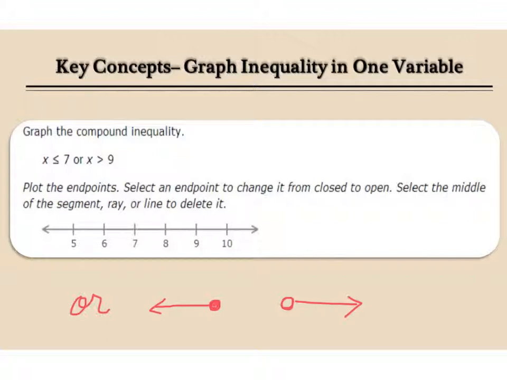X is less than or equal to 7. And X is greater than 9. So our X, this part of it, is underlined. So I'm going to go to 7 and color in the circle. But on 9, it is not underlined, so it's an open circle. Because it's an or, the arrows point away from each other. So there is the compound inequality graphed.